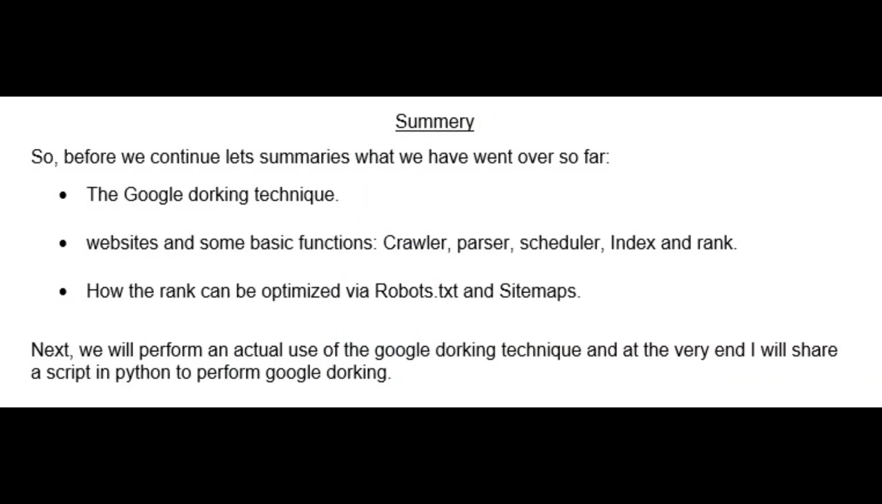So far, we've gone over the Google Dorking technique. We've gone over websites and some basic functions such as crawler, parser, scheduler, index, and rank. And we have also gone over how the rank can be optimized via robots.txt and sitemaps. Next, I will share a screenshot of a Google Dorking technique and what the result page looks like after we perform that.